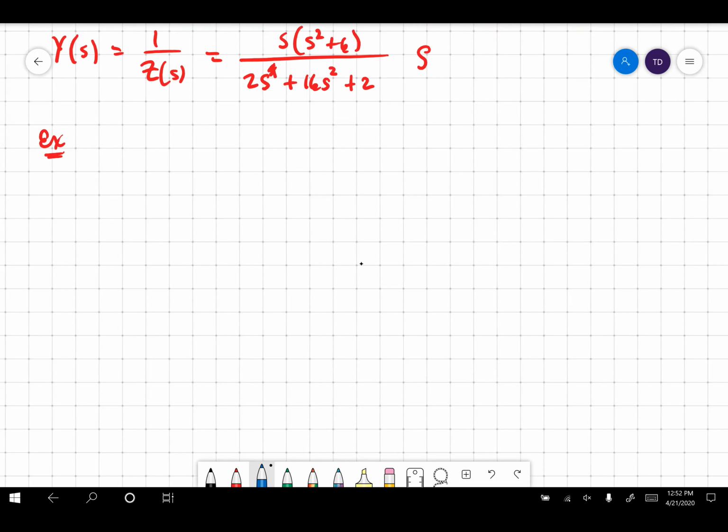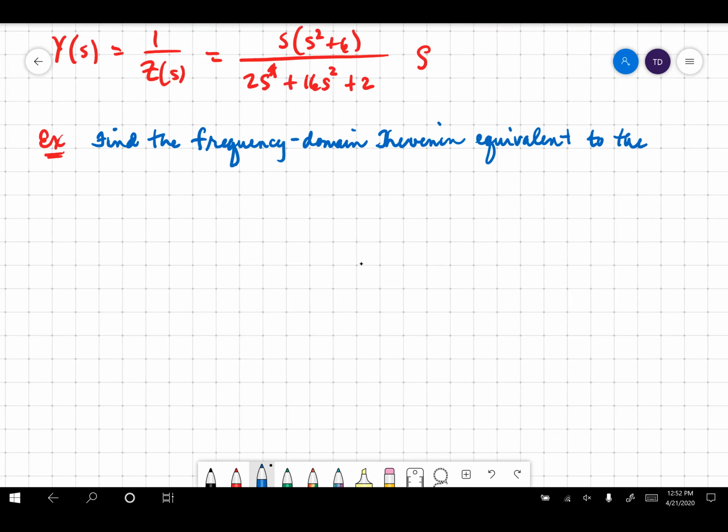Depends if you like complex numbers or if you don't like complex numbers. Okay, let's do this example. Let's find the Thevenin equivalent in the frequency domain to the left of A, B, if V at 0 equals 0, I at 0 equals 0.